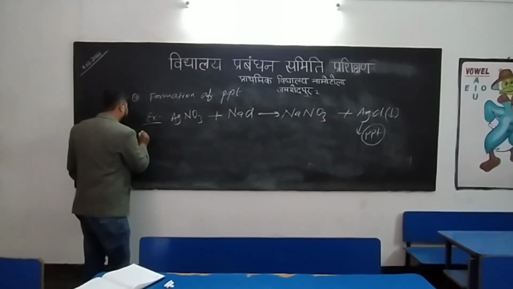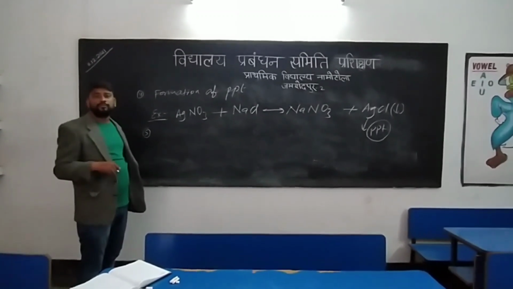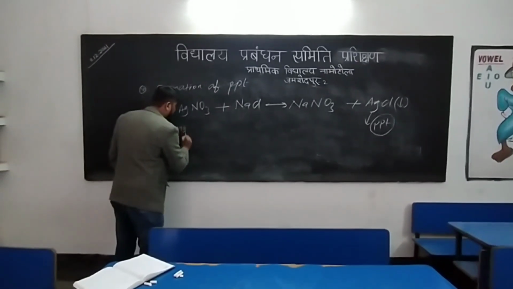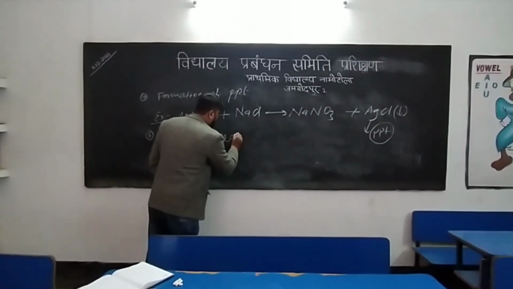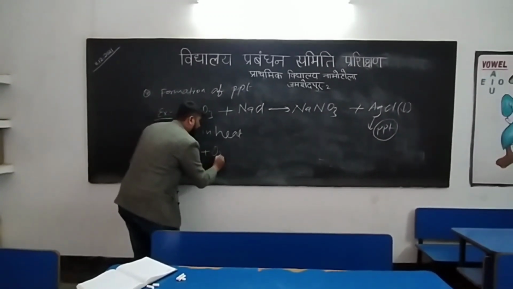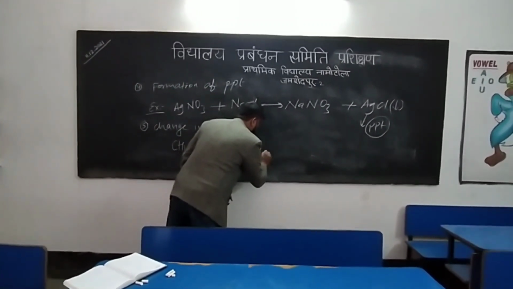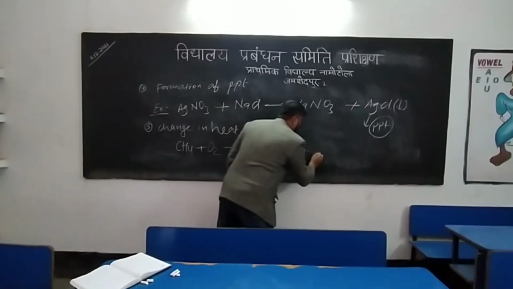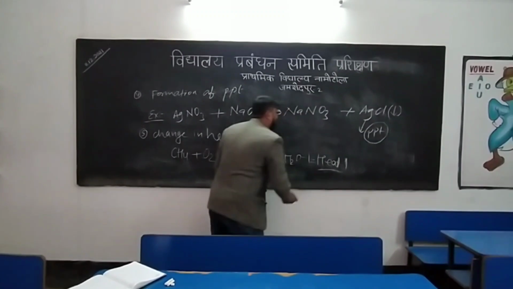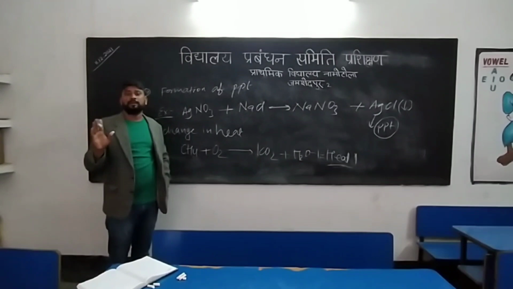Now the next thing is that the evolution of heat or absorption of heat takes place during a chemical reaction. So, change in heat. Whenever we burn methane with oxygen, we get carbon dioxide plus water, and apart from that heat is released. So when we find that heat is released during a chemical reaction, we can say that a chemical reaction has taken place. That's it.